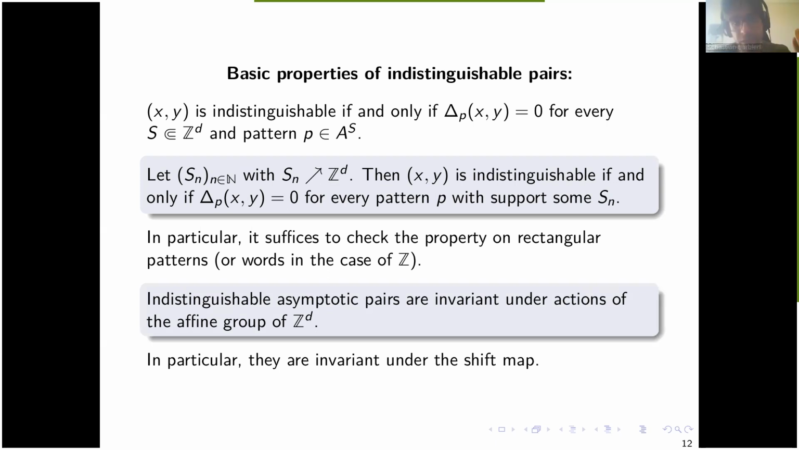Second thing, if I have an indistinguishable asymptotic pair and I apply some affine transformation, that means some translation or some automorphism of my group, then it's still an indistinguishable asymptotic pair. That's just very easy to check. So these things are invariant under the shift map, and they are also invariant under automorphisms, like, say, exchanging the negative numbers with the positive numbers, something like that.